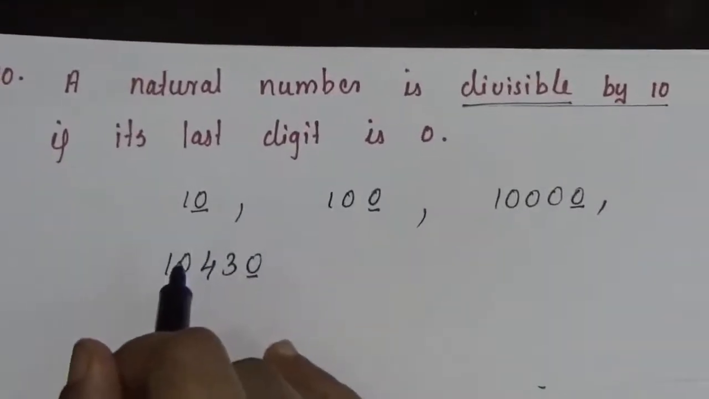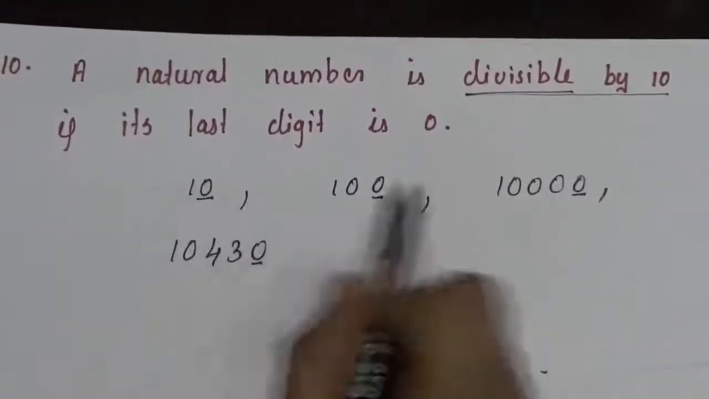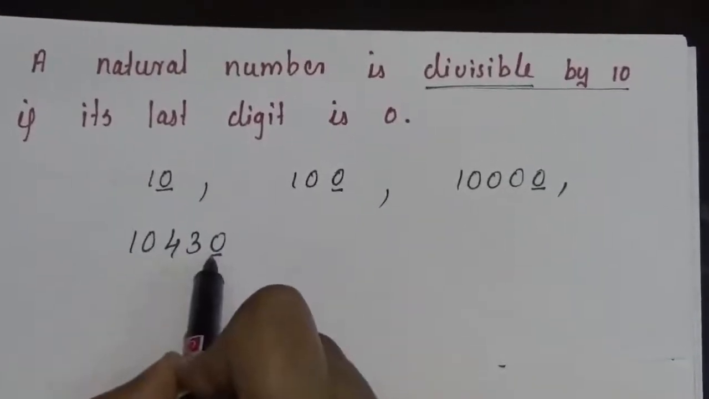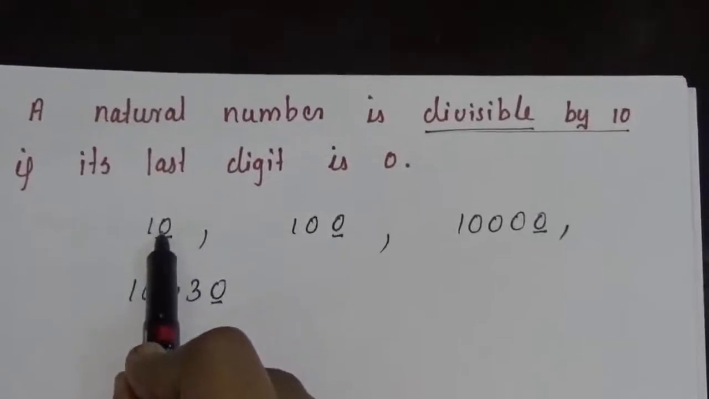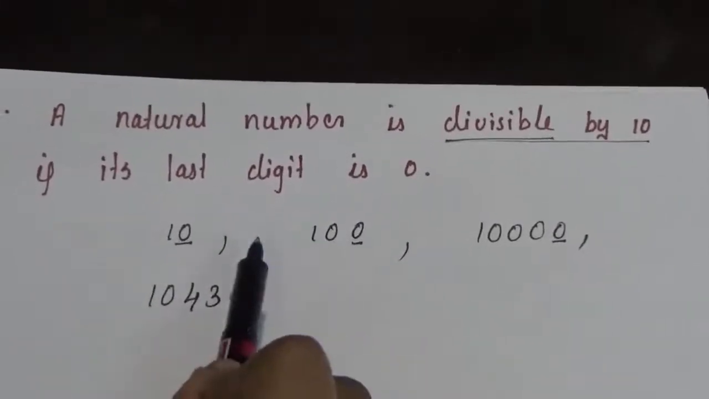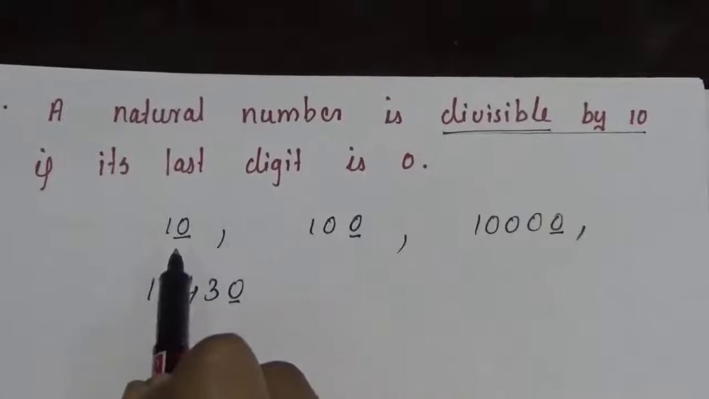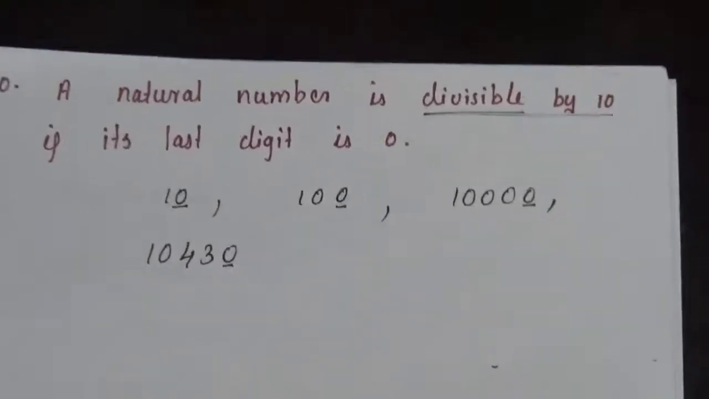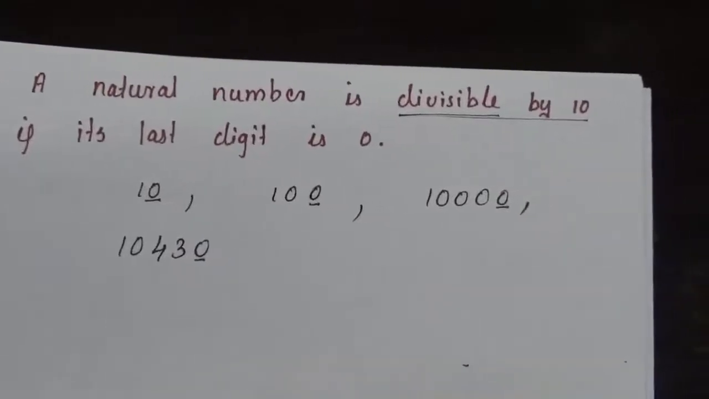You can say that this number is also divisible by 2, and also divisible by 5. Because if the last digit is 0, that number is divisible by 2 as well as by 5. Okay, so remember the divisibility by 10, that is, a natural number is divisible by 10 if its last digit is 0.